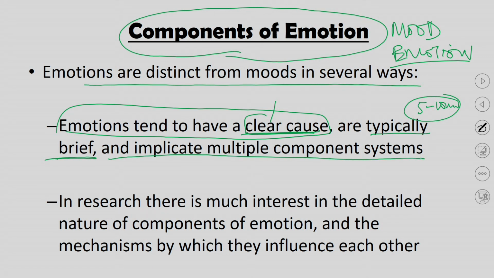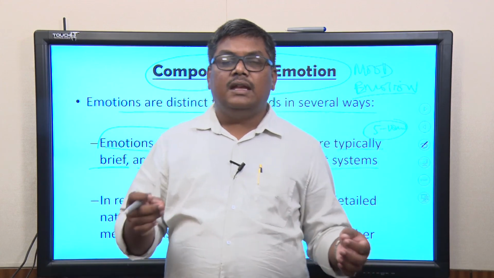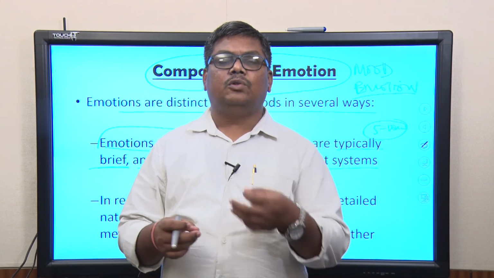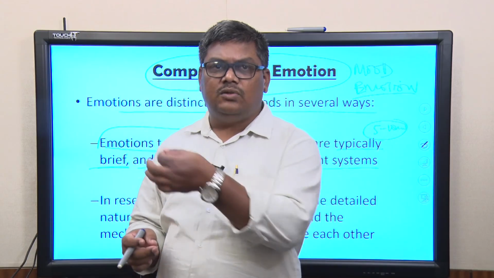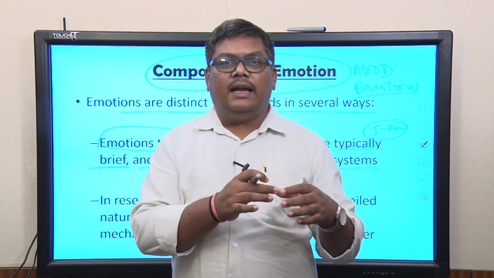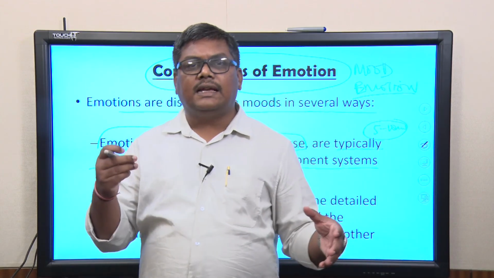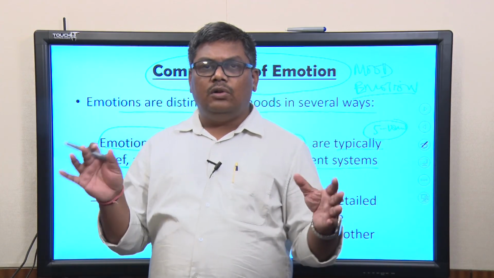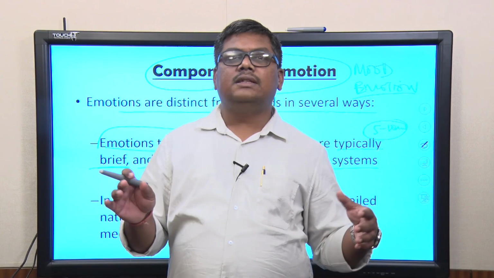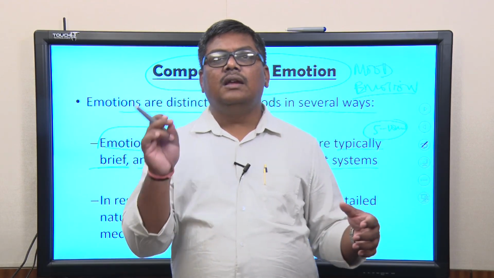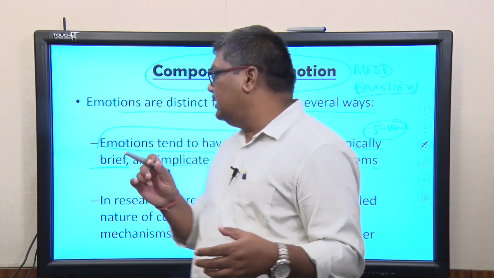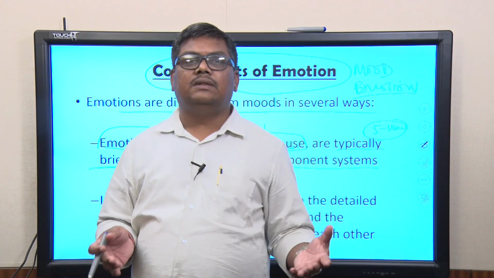Emotions implicate a multiple component system. As I said, emotion is not just one system. It starts with a person-environment interaction relationship, to cognitive appraisal, to emotional responses, and to emotional behavior. So it is a multiple component process, and all of these components work together to define an emotion episode, whereas mood is just a single system. It is one feature that is highlighted in mood, and that is called the subjective experience.